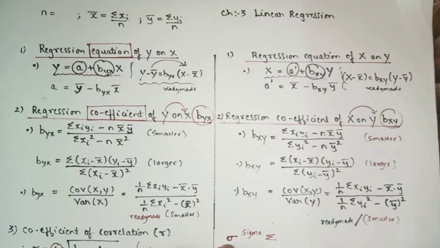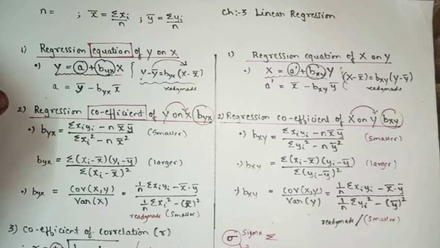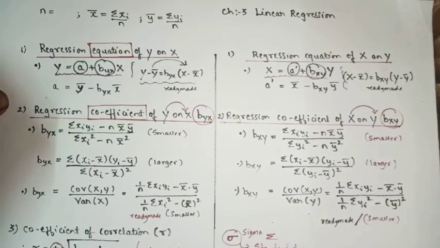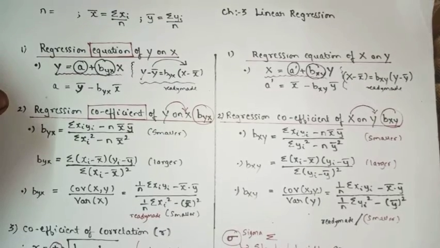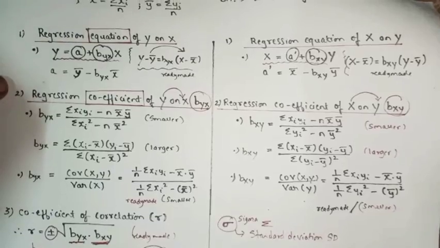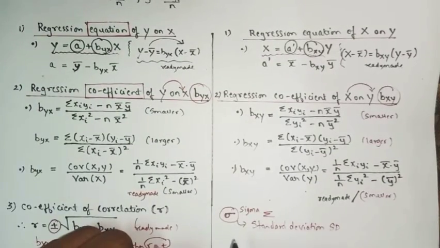So here the meaning of this symbol and this symbol is the same. It is known as sigma, that means total, we can say. Understood? So this symbol is actually known as standard deviation. Standard deviation, in short, we can say SD.